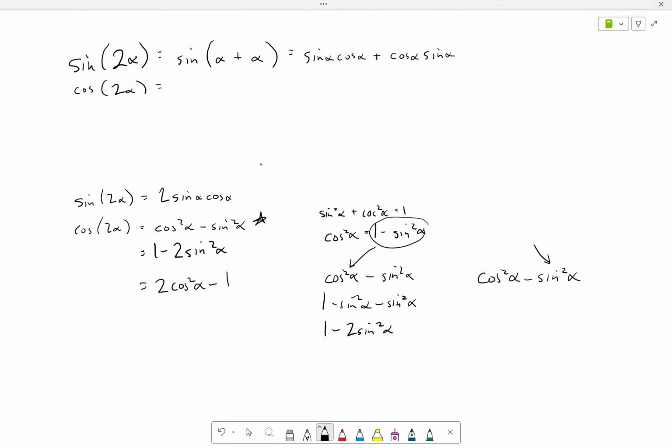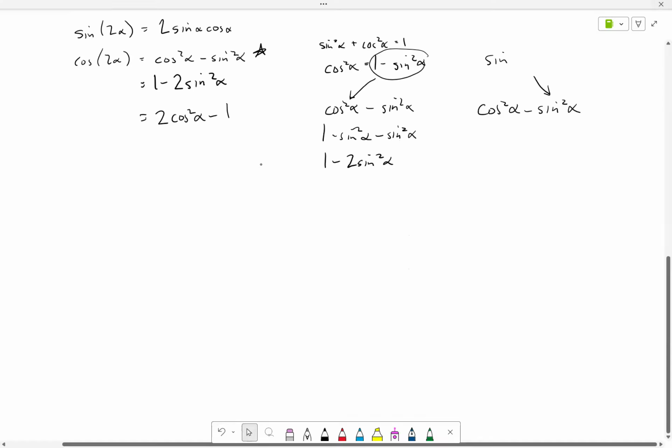Let's see. Not in this problem. I'm not talking about the problem, you said for memorizing. For a double angle, it's going to be minus because alpha plus alpha goes with minus.